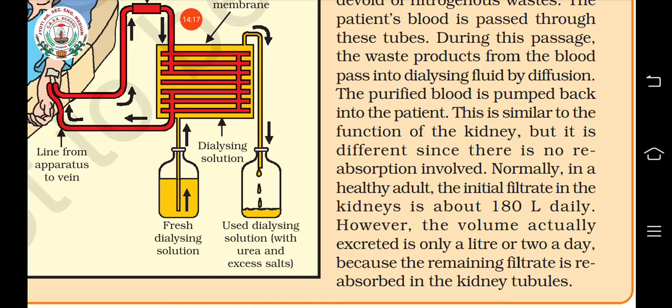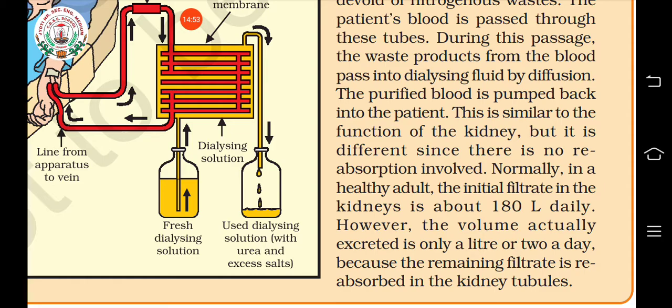Then, in a healthy adult, the initial filtrate in the kidney is about 180 liters daily, and the urine produced is only around 1 or 2 liters daily. Why? Because the kidney is doing what? The process of reabsorption. I already explained, isn't it? Kidney absorbs what more? What?